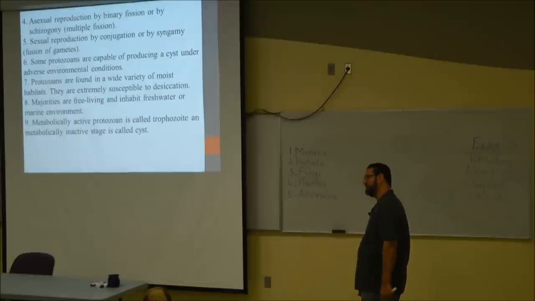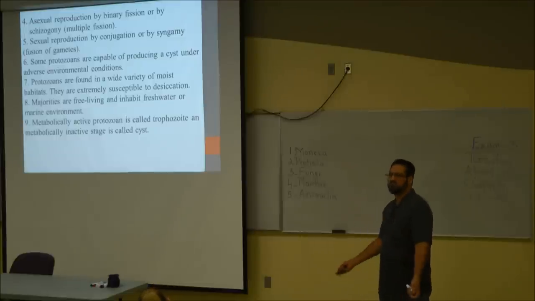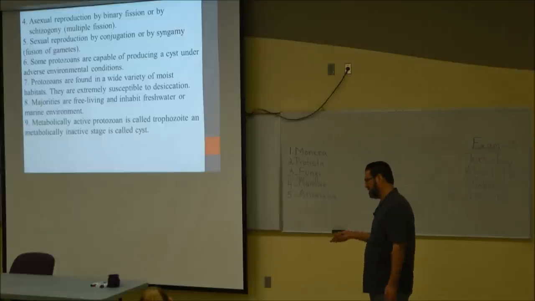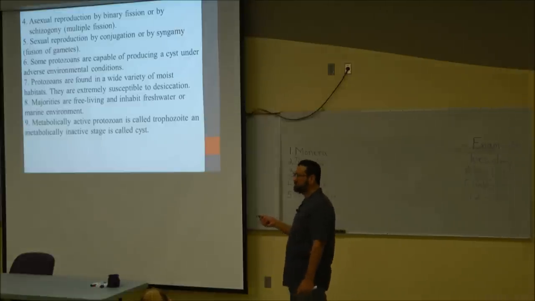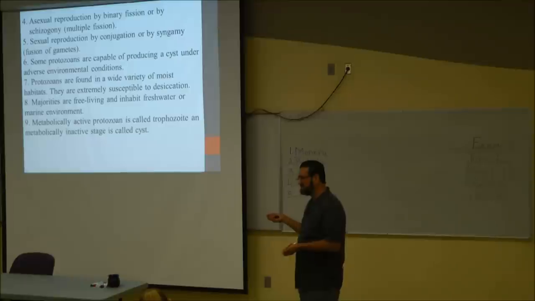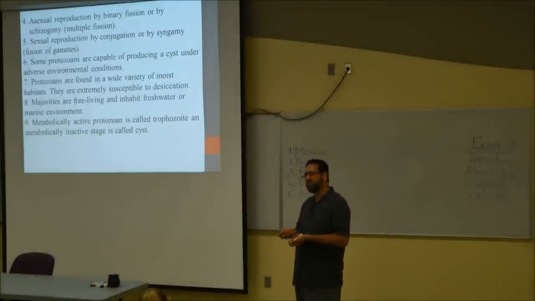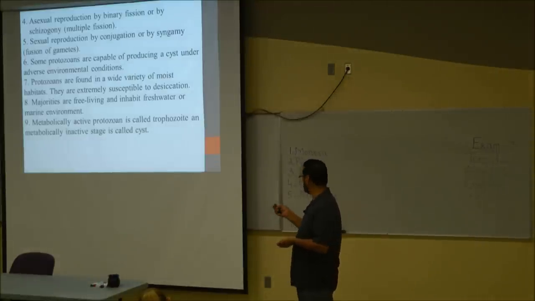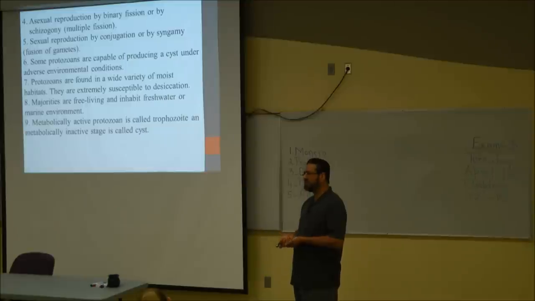Let me ask you this. You go to a restaurant and you consume a burger that has cyst, and your friend consumes a burger that has trophozoite. Who is more likely to get the disease, you or your friend?